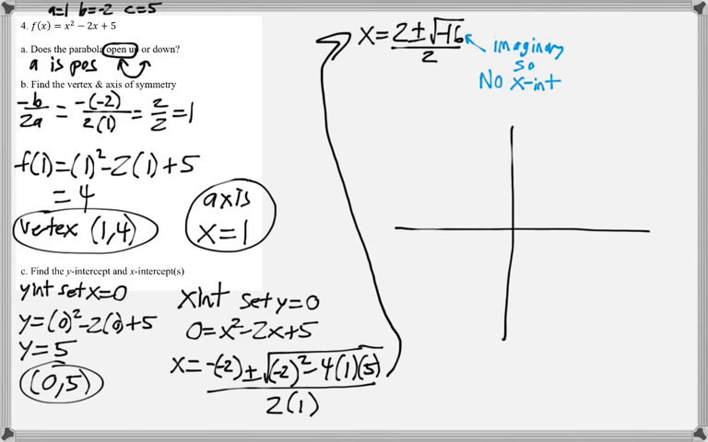So let's graph it. My vertex is at 1, 4. My y-intercept is here. So if I graph it, it's going to look like that. And my axis of symmetry is going to be like that. And that'll be our answer.